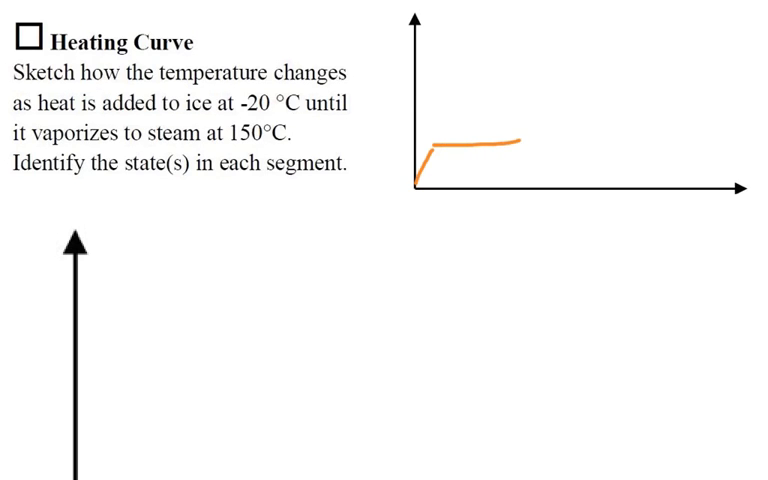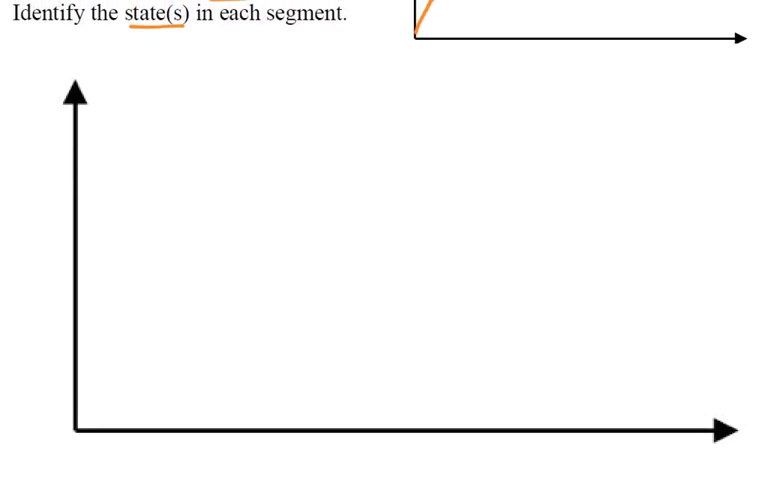It goes this way and then this way where it's melting, this way and then this way where it's boiling, and then goes up like that. Okay, so that's the basic shape we want to do. So we're going to have some ice at negative 20, and we're going to go up to steam at 150 and identify the states in each segment. So I'm going to do a bigger version.